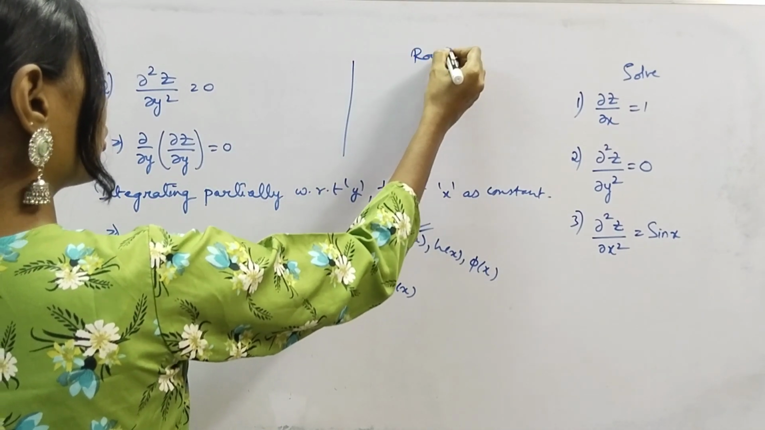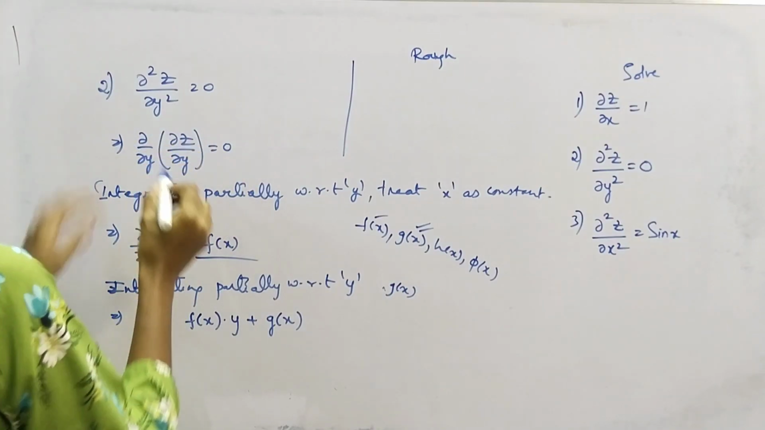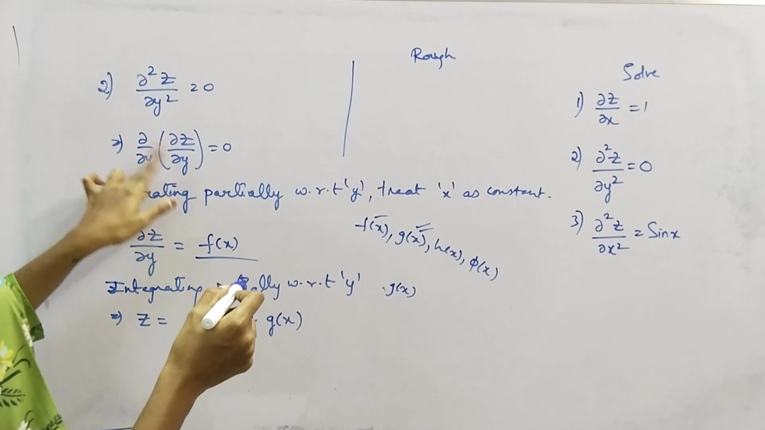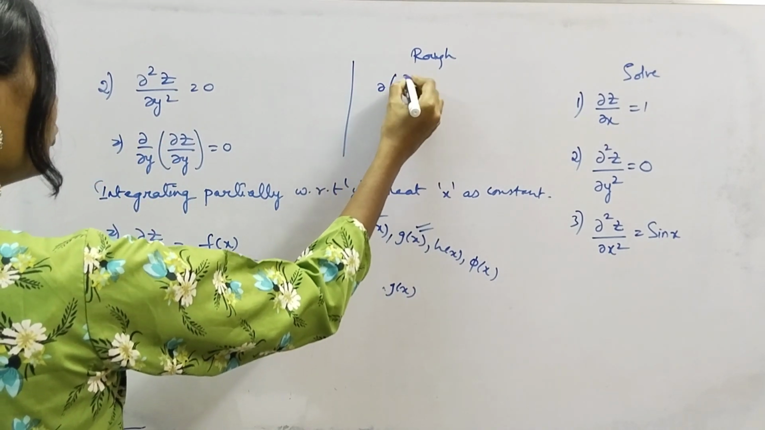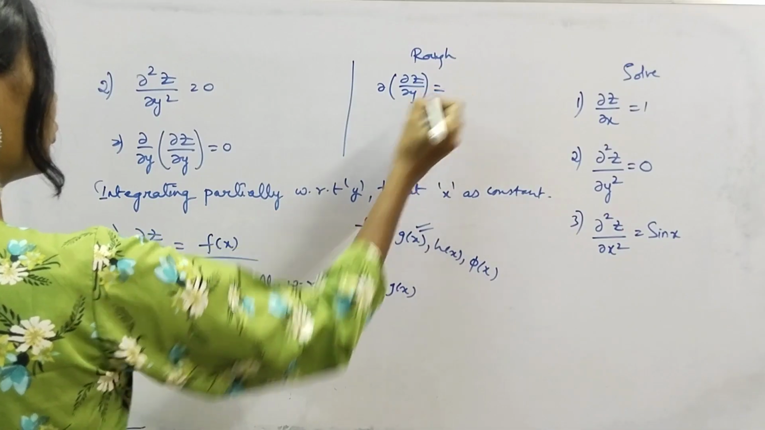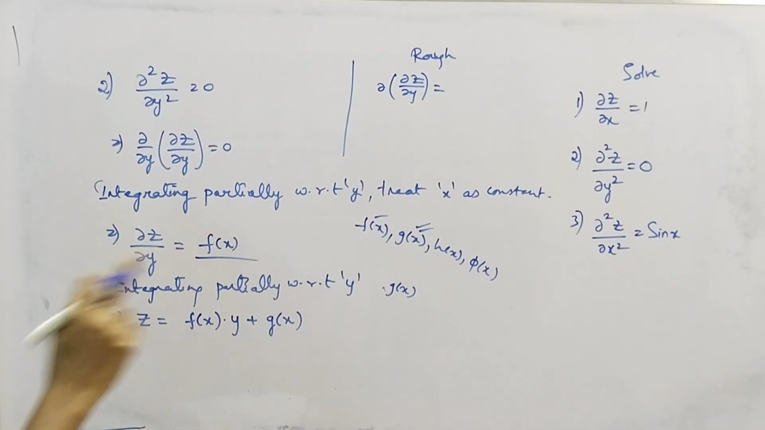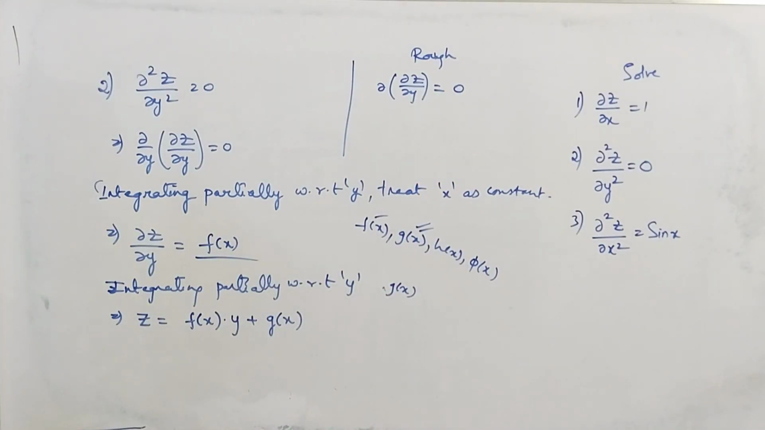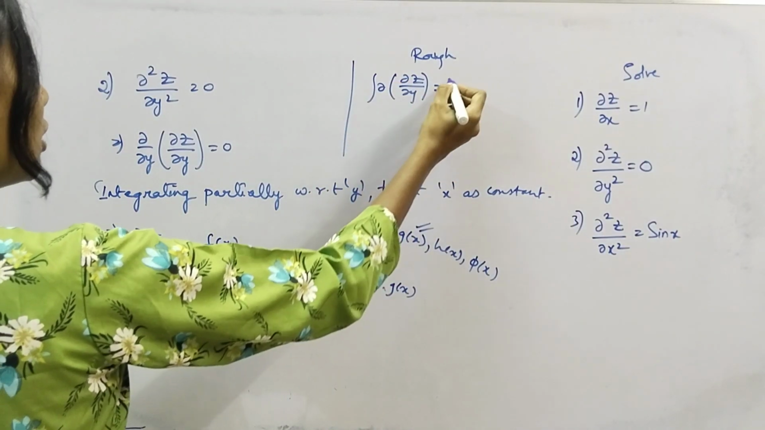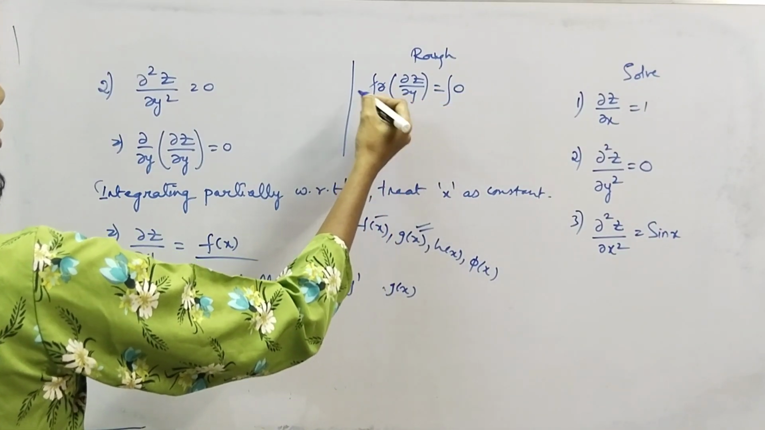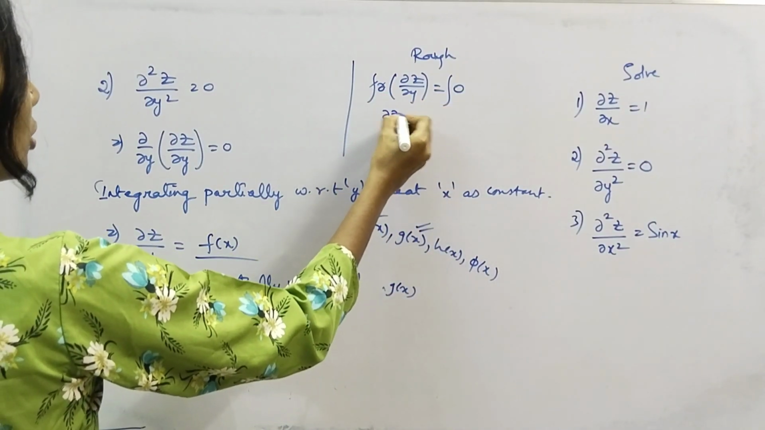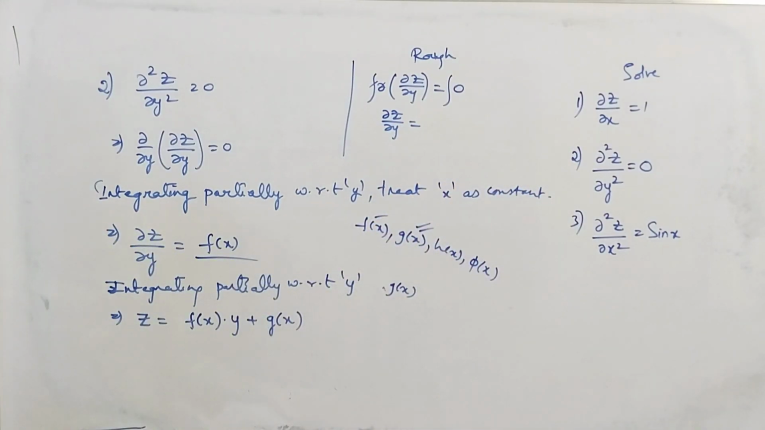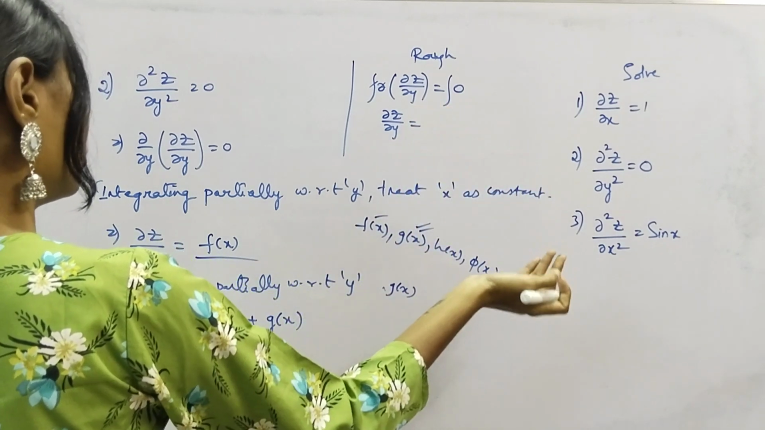Let's do rough work. Now we know that dou square z by dou y square can be written as dou by dou y of dou z by dou y, right? Again, we can write the same thing by multiplying both sides of the equation with dou y. Then you'll get dou of dou z by dou y equal to 0, right? Now if you integrate, this dou gets cancelled and you'll get dou z by dou y equal to integral 0. Integral 0 is 0, right? We won't write 0, we know that.